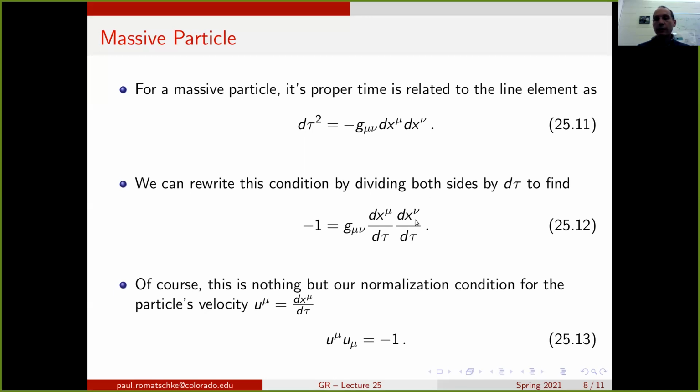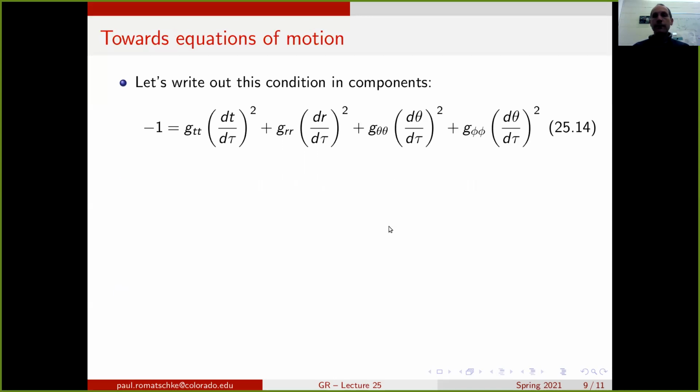So this will have contractions that involve, for the Schwarzschild metric, g_tt, g_rr, g_phiphi, and so on. If we write this out in components, we get the condition that -1 is equal to g_tt (dt/dτ)², g_rr (dr/dτ)², and so on and so forth, all four metric components. For the Schwarzschild metric, that's everything, because the metric is purely diagonal.